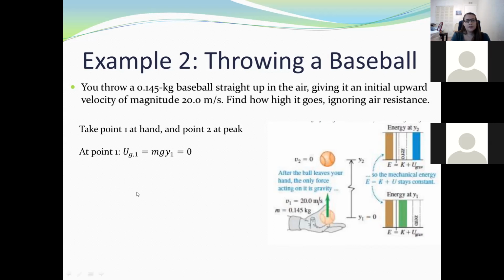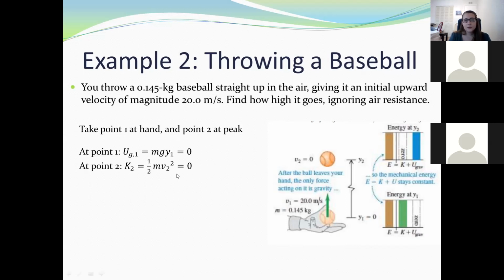So at point 1, our gravitational potential energy is 0 because it's in your hand. It doesn't have the potential to fall any closer to your hand. It's in your hand. So our gravitational potential energy is 0, has 0 height. At point 2, the ball is as high as it can go before it changes direction. So our velocity is momentarily 0 at that point, right before it changes direction, which means our kinetic energy at that point is momentarily 0.